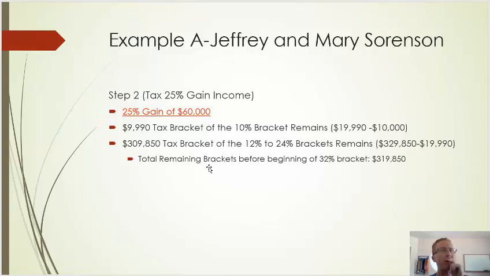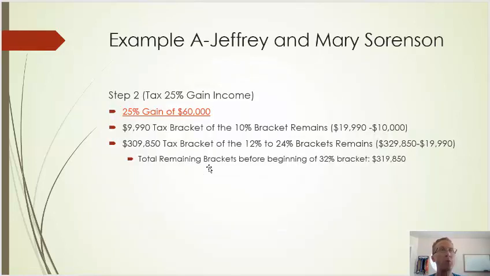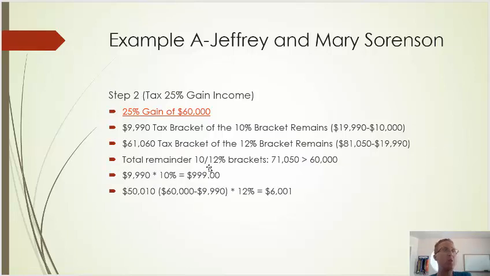And then I have to say, well, how much do I have to go from the bottom of the 19,900 up to the 329,850? Because that's the real number, right? I can tax at 12, 22, and 24, but then that's when I would leave, and that's when I'd have a challenge. Well, 309,850 is what I have there, right? So I got plenty for the 60. So all I do here is I just tax the 60 like it's ordinary income.